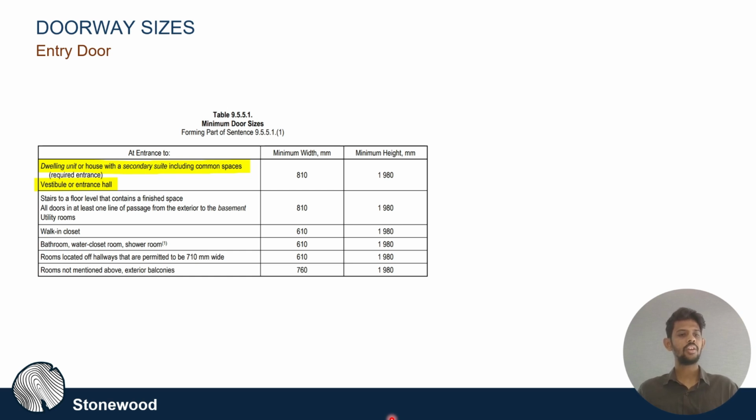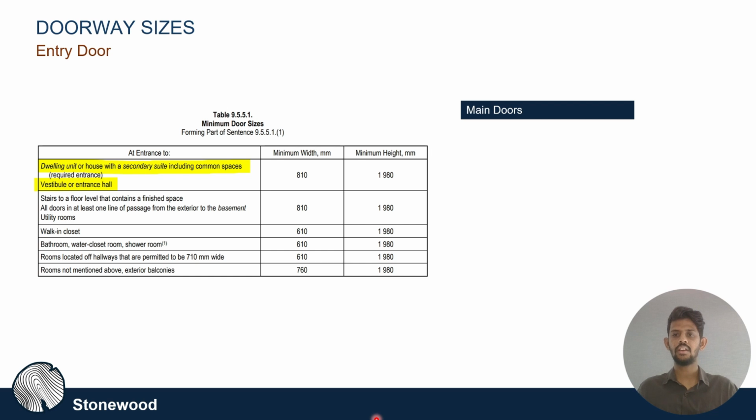Dwelling unit means one unit only, or a house with a secondary suite, that means like two units. Vestibules or entrances, basically any entry for the house or house with a second suite, you need to follow 810 mm minimum width and 1980 mm height, right?